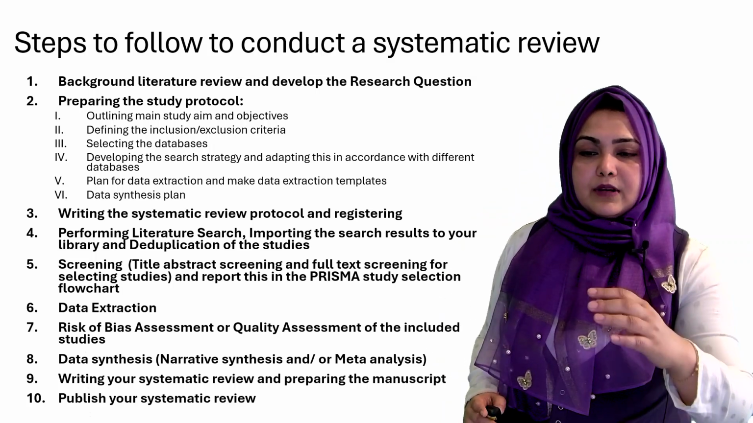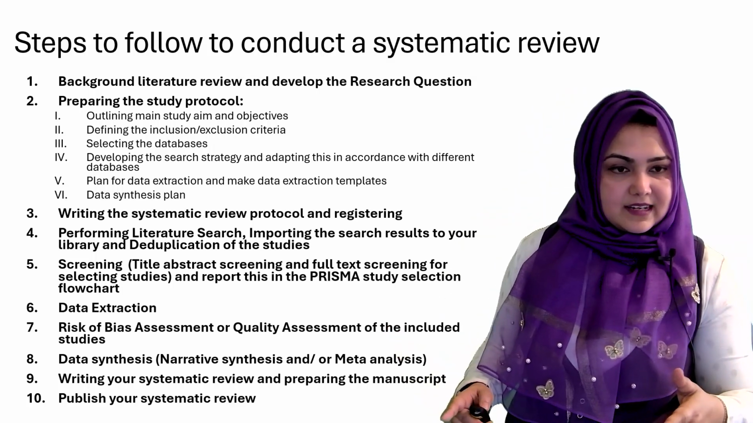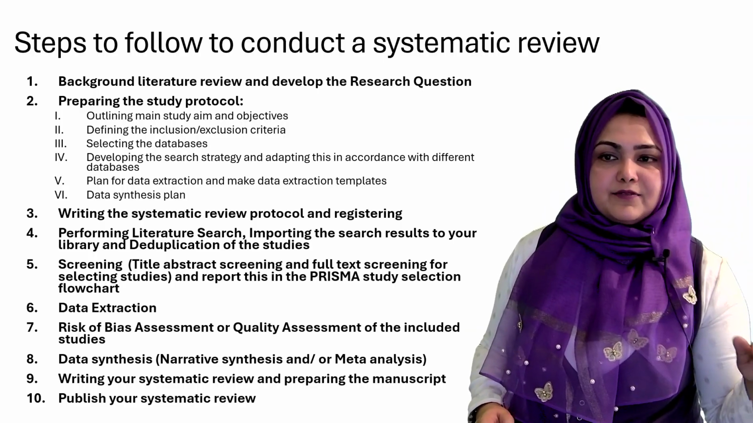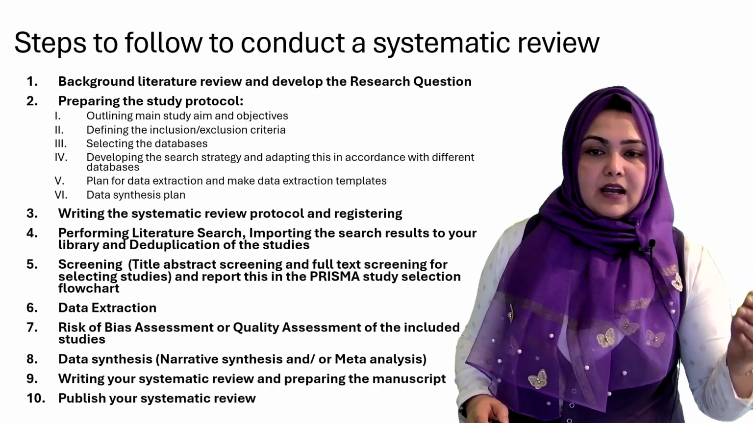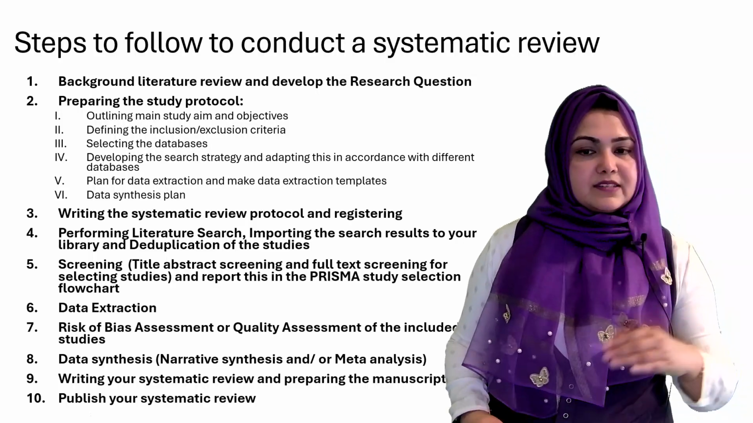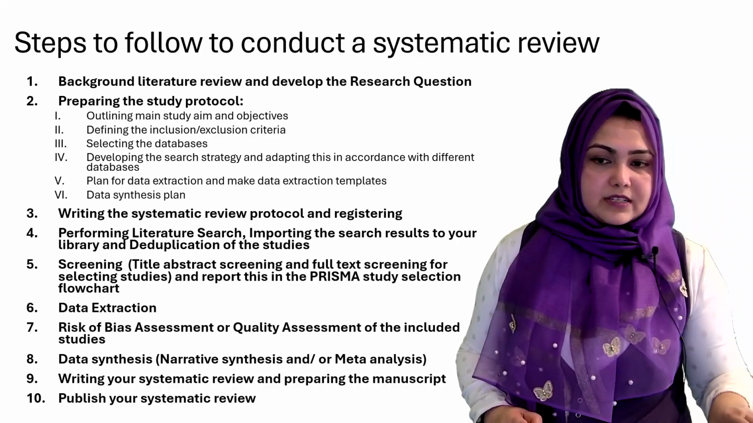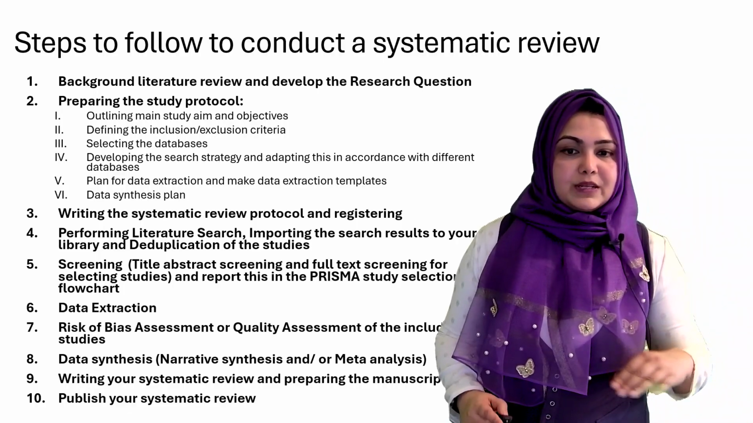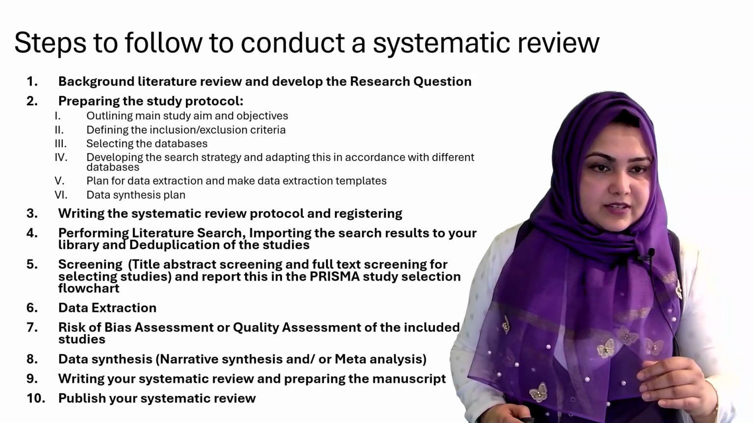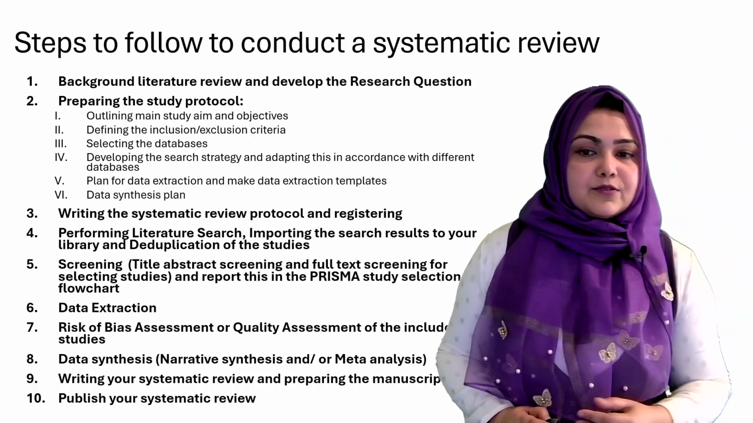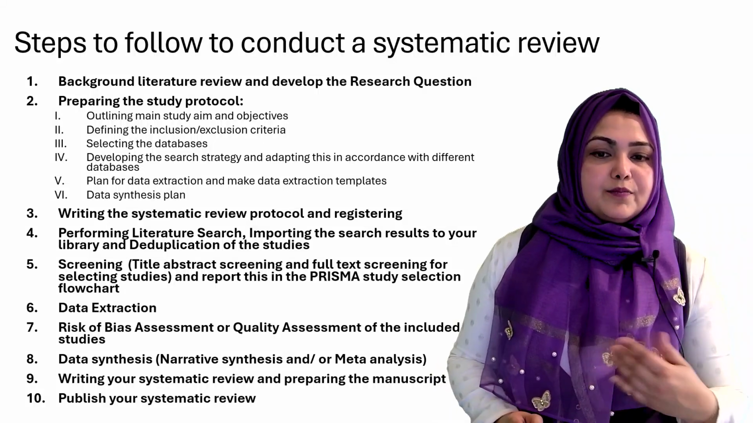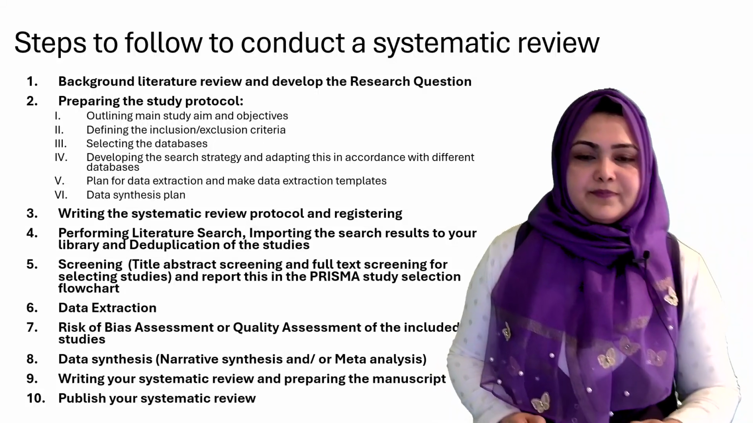And third, you can prepare your PRISMA study selection flowchart at this stage, because now you know how many studies you have identified from different database search, and how many studies you have excluded at the duplication stage, how many studies you have excluded at the title abstract screening stage, and how many studies you have excluded in the full text screening stage. At the full text screening stage, you need to write the reason why you are excluding that study. So at this stage, you are ready to prepare your PRISMA study selection flowchart.